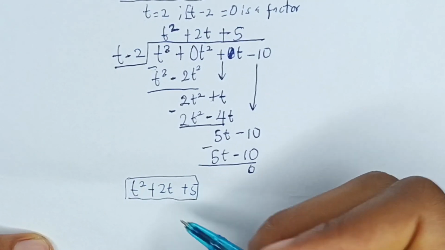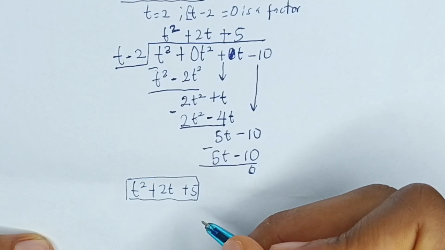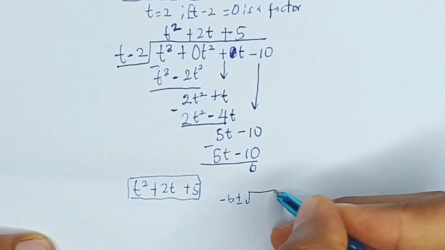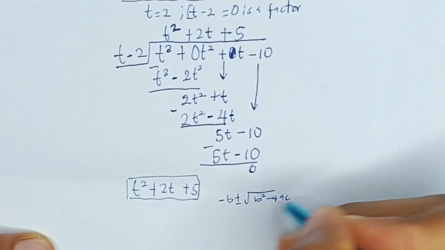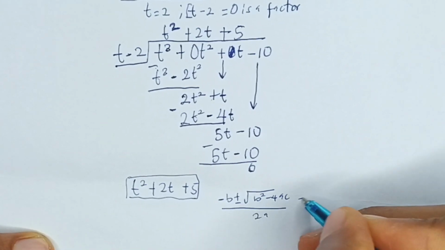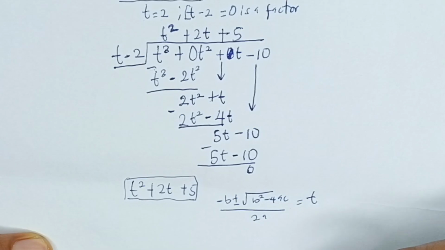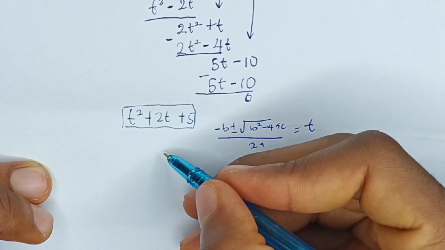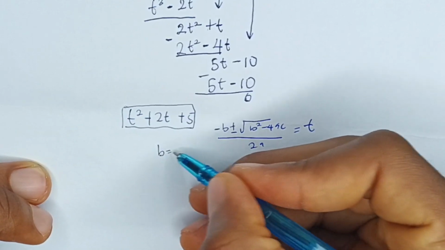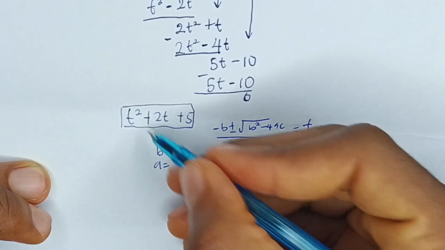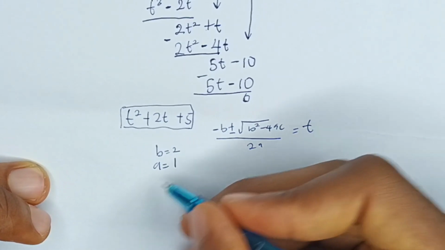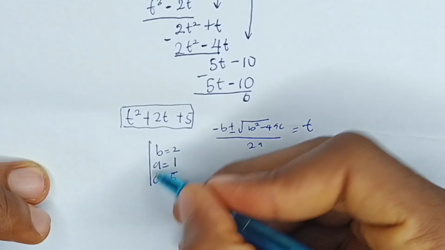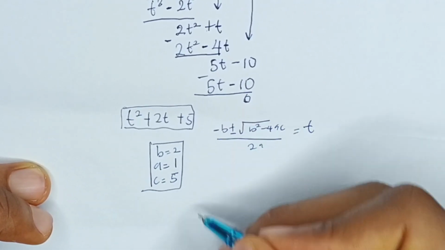Well, since this quadratic equation is not factorizable, we're going to use the quadratic formula, which states that minus b plus or minus square root of b squared minus 4ac all over 2a is equal to t in this occasion. Alright? So b is the coefficient of t, which is 2. So we can say that b is equal to 2. a is the coefficient of t squared, which is 1. And c is the constant term, which is 5. We'll apply this in this equation to get our answers.